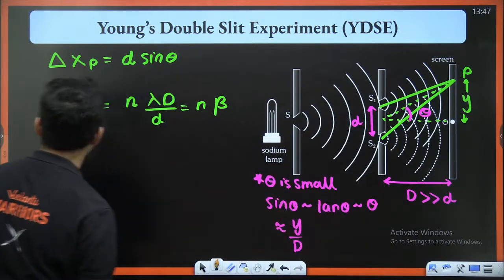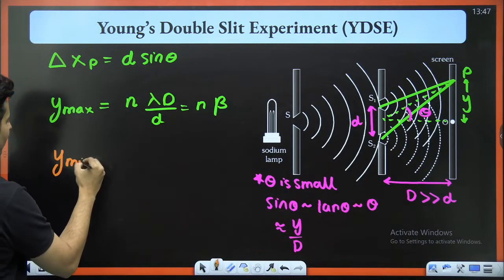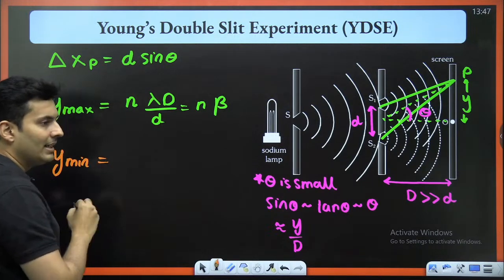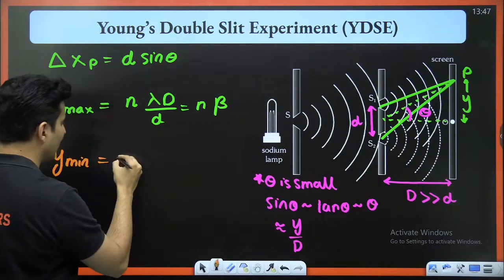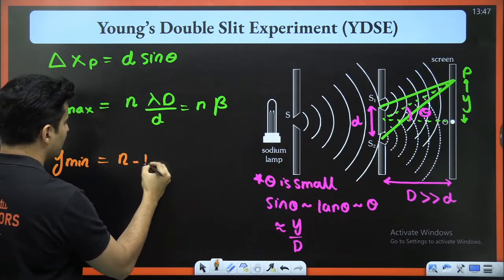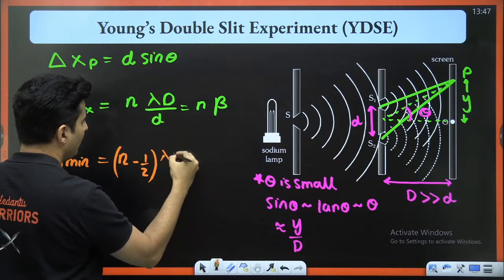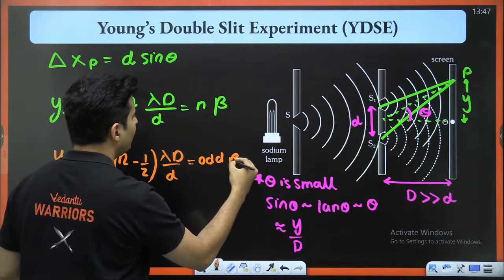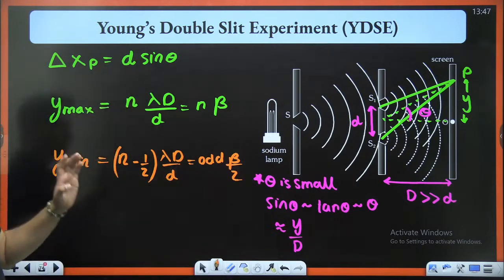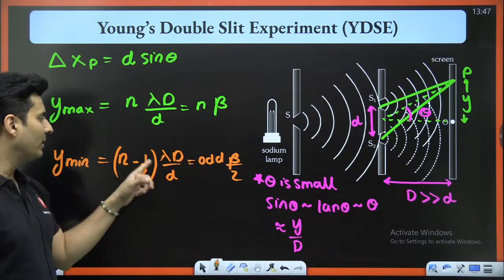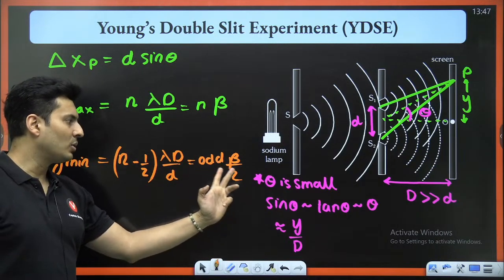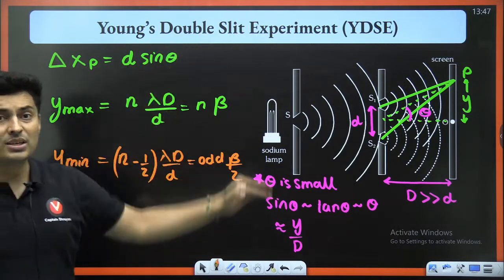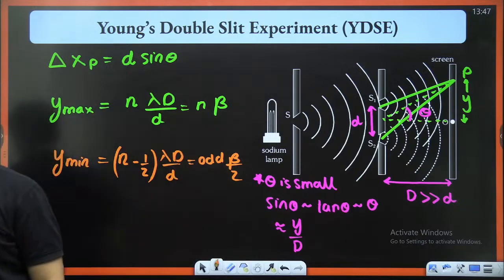But whenever you want to find the location of minima, or dark regions, you need to be a little bit careful. It goes like this: it will be n minus half times lambda D by d, or you can also write it as odd multiples of beta by 2. If you take 2 on the bottom, it is 2n minus 1 by 2, where 2n minus 1 is an odd number. So odd multiples of beta by 2 are the locations at which you will get different minima.